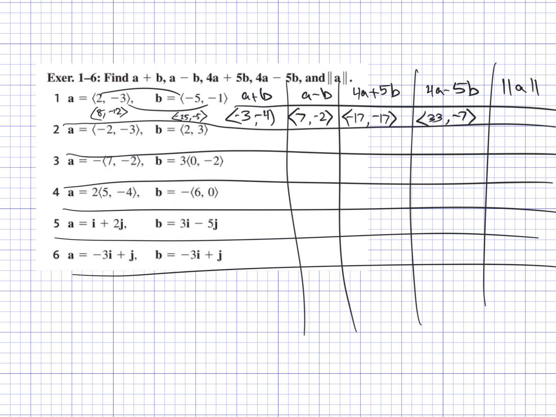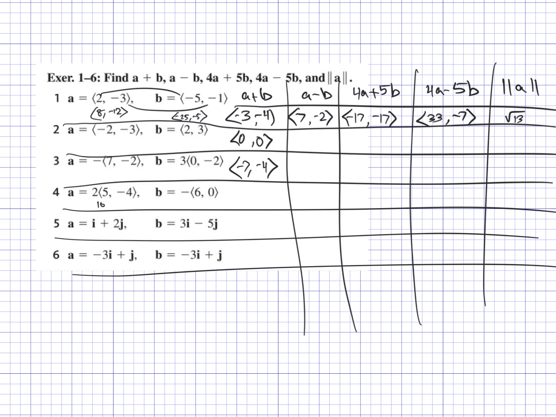And then the magnitude of a, that's where we square each of the values. 2 squared and negative 3 squared, so 4 plus 9 is 13. And then you take the square root. So the square root of 13. Okay, let's keep going. Let's just do all the a plus b's here. Negative 2 plus 2 is 0. Negative 3 plus 3 is 0. Negative 7 plus 0 is negative 7. Negative 2 plus negative 2 is negative 4.